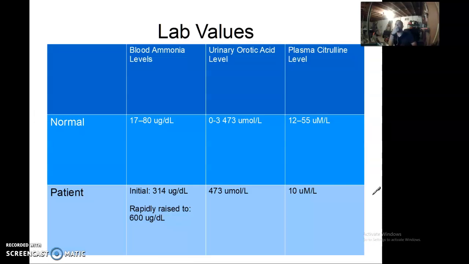When we look at our lab values, as you can see, everything except for the plasma citrulline is elevated. Our ammonia levels and our urinary uric acid are increased significantly. Obviously, if our number here is supposed to be 0 to 3 and our number down here is 473 micromole per liter, that's a significant elevation. Obviously, with the initial elevation at birth and then a rapid rise to 600, we can certainly see that the ammonia levels are critically high.